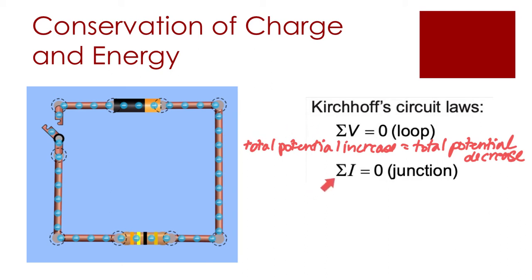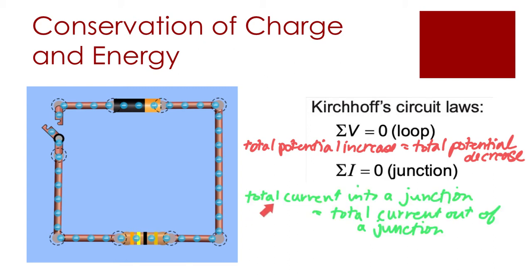So let's look at the second part. It means the sum of all the current equals 0 at a junction. Here's another way of thinking about that. The total current going into a junction equals the total current going out of a junction. So if I look right here, if I have 5 amperes of current coming in, I'm going to have 5 amperes of current coming out.